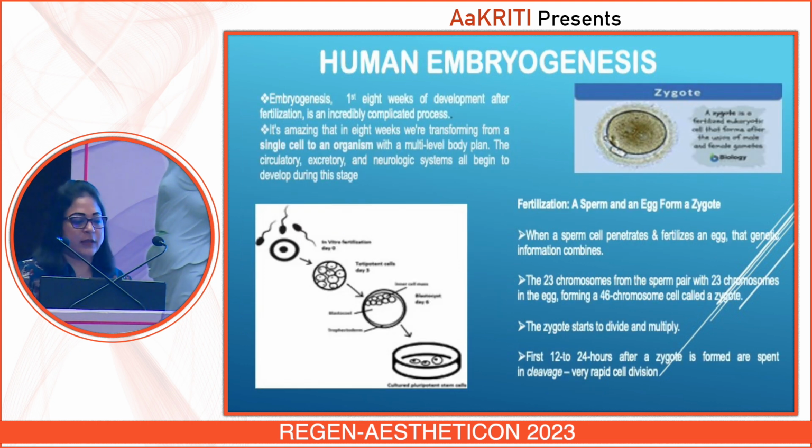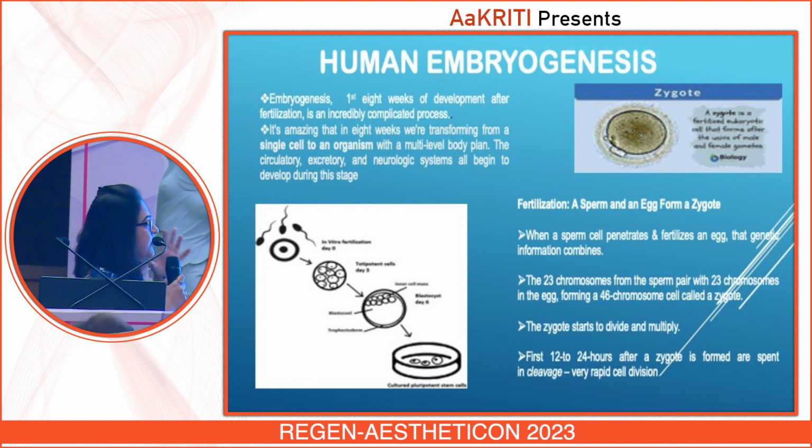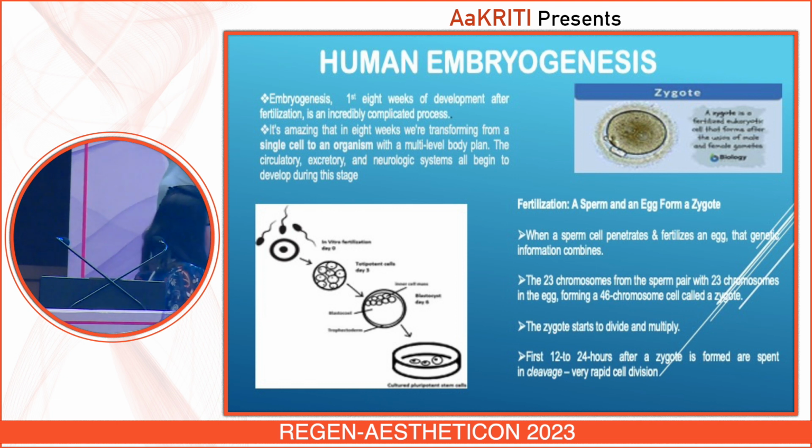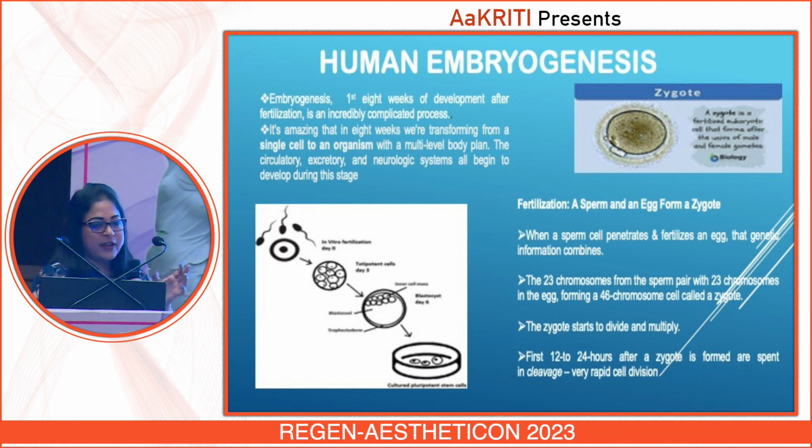You all know about human embryogenesis. Fertilization is a sperm and an egg forming a zygote. The first 8 weeks of development after fertilization is a very important and complicated process. In 8 weeks, a single cell transforms into a multicellular organism with a multi-level body plan, where all the systems begin to develop.